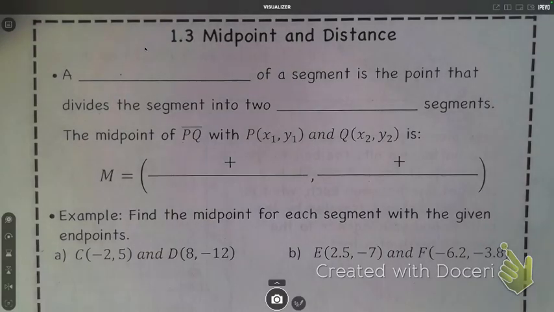Okay, so 1.3 midpoint and distance formula. These are formulas. They are important. I would suggest you highlight them after we write them.